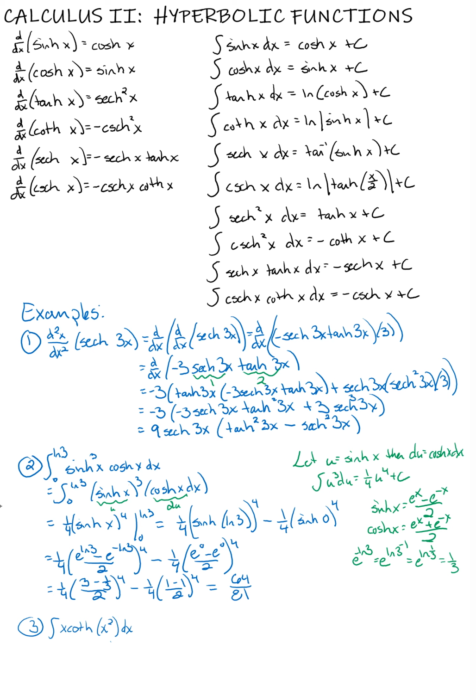Okay, so let's move on to example 3. We're going to integrate x times the hyperbolic cotangent of x squared dx. Well, again, let's try a u substitution here. If we let u equal to x squared, then du is 2x dx. Well, that's not so bad.